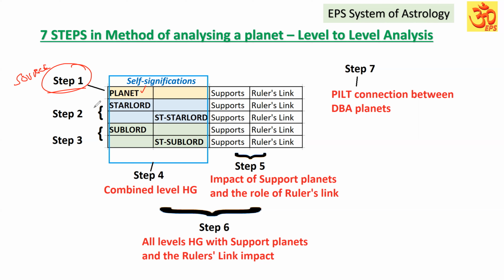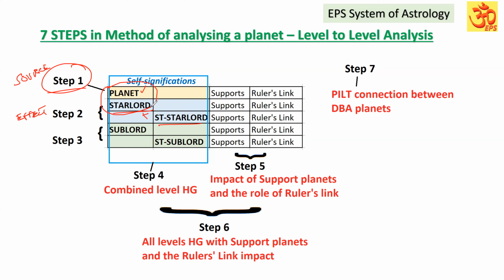Step number 2 is studying the star lord and the star lord of the star lord, that is studying the effect. While studying the planet, we'll come to know whether the planet has favorable or unfavorable houses for a particular event. And when we are studying the star lord, whether the star lord is favorable or unfavorable for a particular event, and we have to study the combined effect of the planet and the star lord in step number 2.